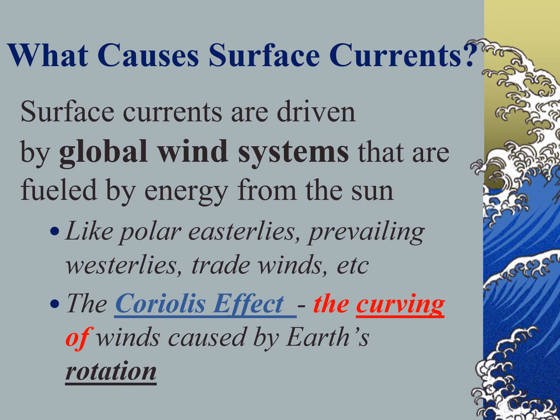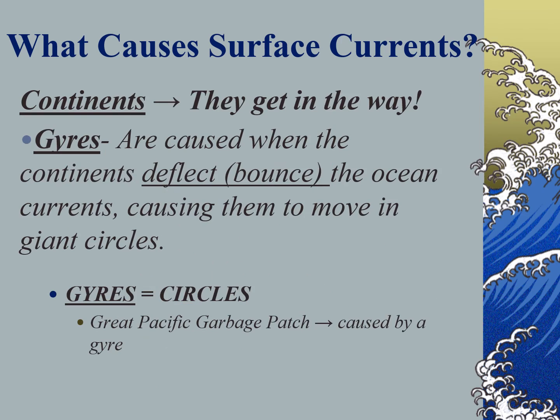So it's the curving. The third thing is the continents. Well, they get in the way, okay? When the currents hit them, they reflect or they deflect, they bounce back. But as soon as they get back out into the ocean, they gain more momentum again because you've got the winds out there, and it keeps them going until they hit another large landmass.